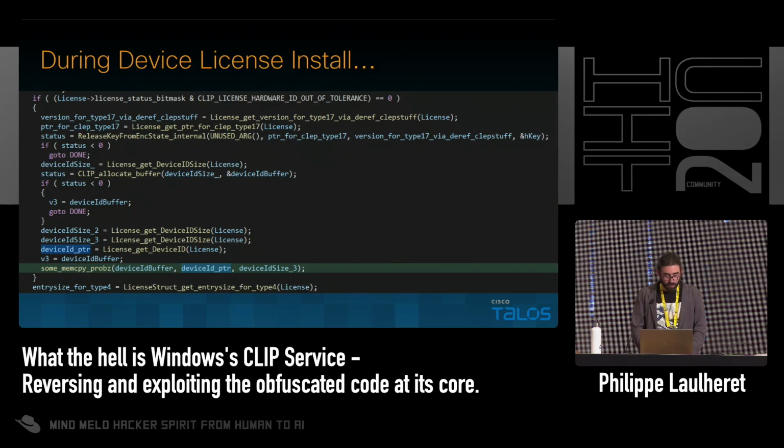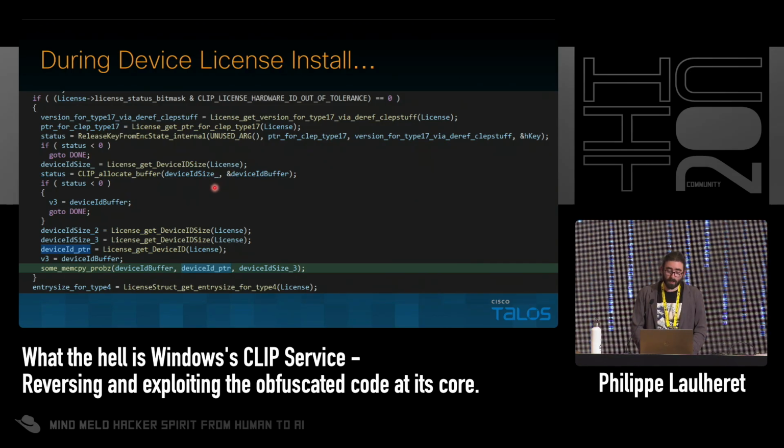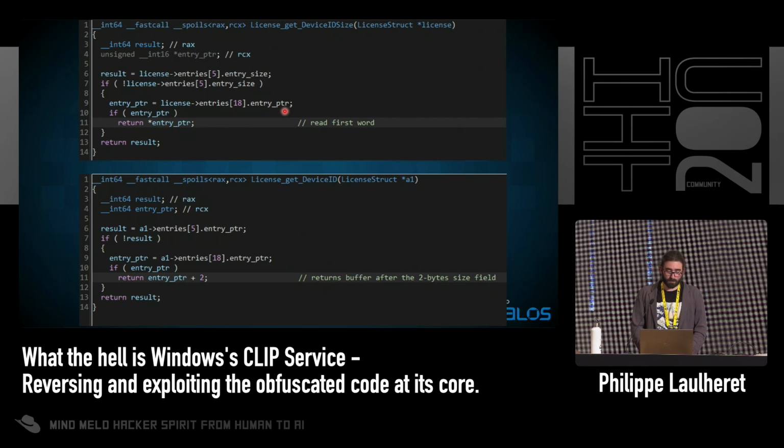So, big blob of code again, but basically when you're installing the license, it's going to check a bunch of stuff, and it wants to check that your device ID is legit or something. And so here it fetches the size, allocates a buffer, and then gets a pointer to the data and copies the data. Normal stuff. But if we look at how it does that, to get the device ID size, if there is an entry of type 5, it's just going to use the entry size from the original TLV buffer, and we'll just return that.